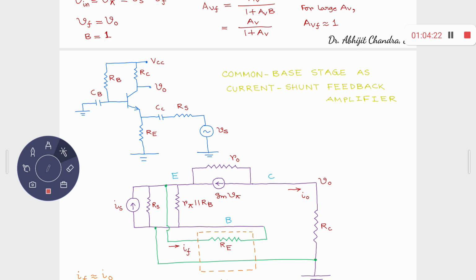No, emitter is not at AC ground. Base is at AC ground, and RB is there between base and VCC. That means base and AC ground. Oh, so in that case, RB will not be there. Yes, RB will not be there. That is absent. RB is not there. You only have R pi between emitter and base.